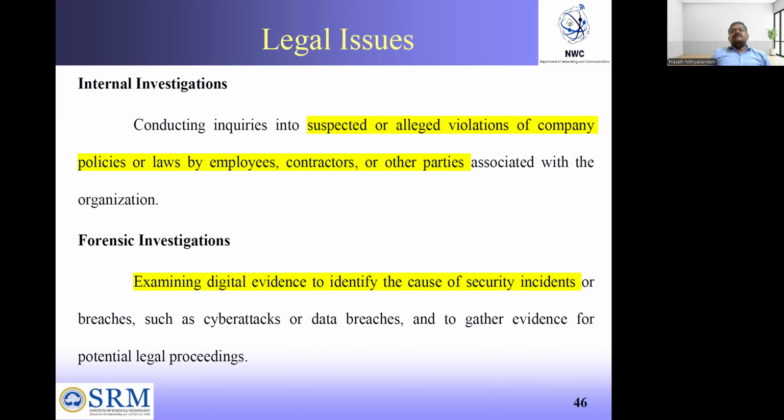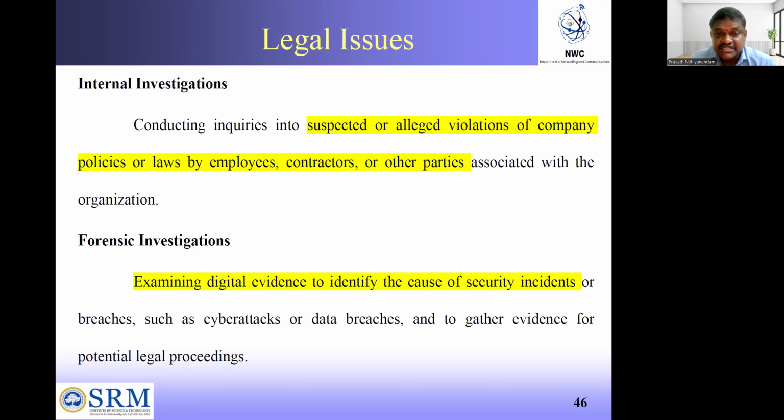Next one is internal and forensic investigations. Internal investigations are inquiries into suspected or alleged violations of company policies or laws by employees, contractors, or other parties associated with the organization. The goal is to uncover misconduct, policy violations, or criminal activity within the organization. Next comes the forensic investigation.